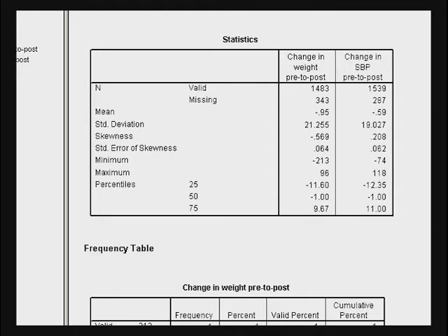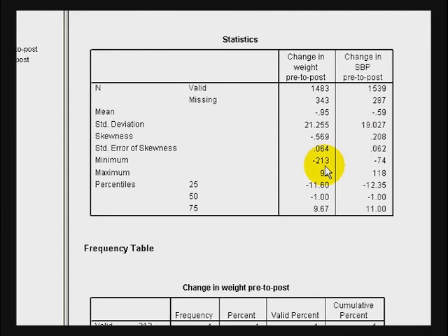Ta-da! Well, change in weight from pre to post, we have 1,483 real people. The average weight change was basically less than a decline of 1 pound over all of them. The change in blood pressure was less than 1 millimeter of mercury, but the standard deviation, as you can see, is huge here, of 21 pounds and almost 20 points of millimeters of mercury. The skewness, if you look at this, minus 0.569, that's a small skewness. It's slightly negatively skewed, but it's still less than 1, and this is less than 1 as well.